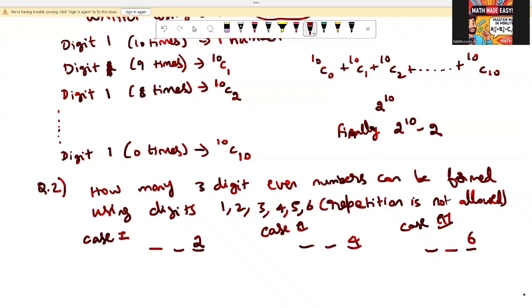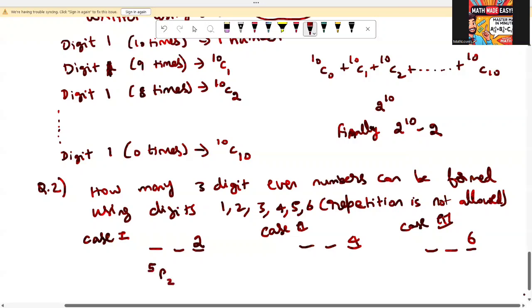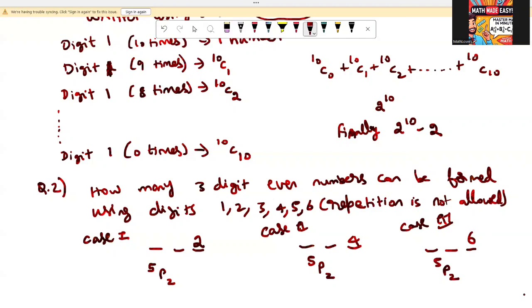Now in case 1, except the digit 2, there are 5 other digits. So from those 5 digits, you have to pick 2 digits. So 5 ways to fill this and 4 ways to fill this. Order also matters. So I can write it as 5P2. Same thing would be applicable here. This will also be 5P2. This will also be 5P2. So these 3 are individual success cases.